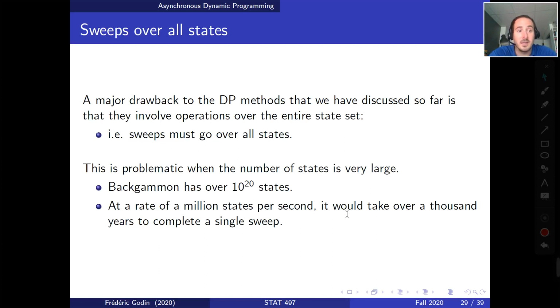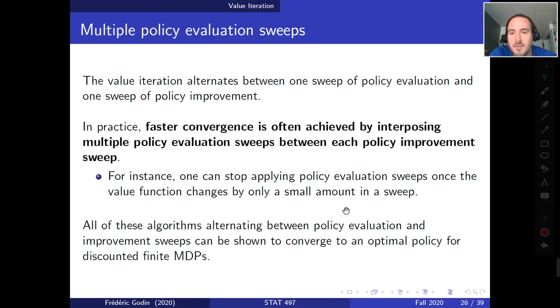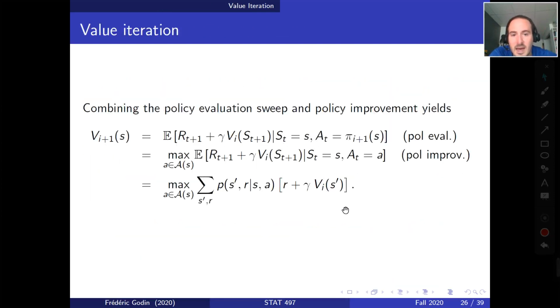And the problem is with both the policy evaluation and policy improvement. The reason is that if we have a very large number of states, then even a single iteration of the policy evaluation or a single iteration of the policy improvement can be extremely long. So let's go back a few slides here. We said that, okay, this is the value iteration scheme.